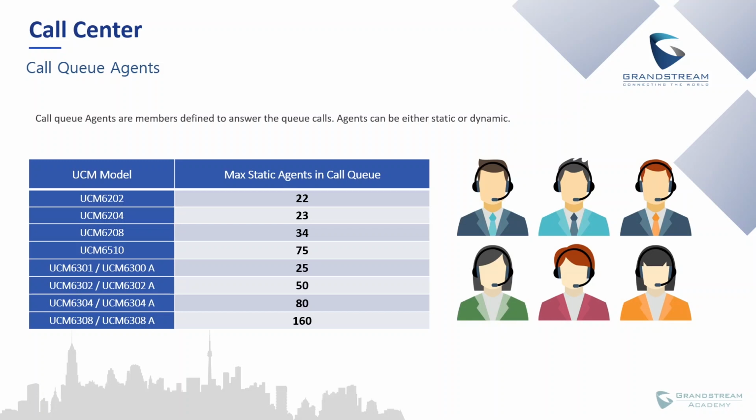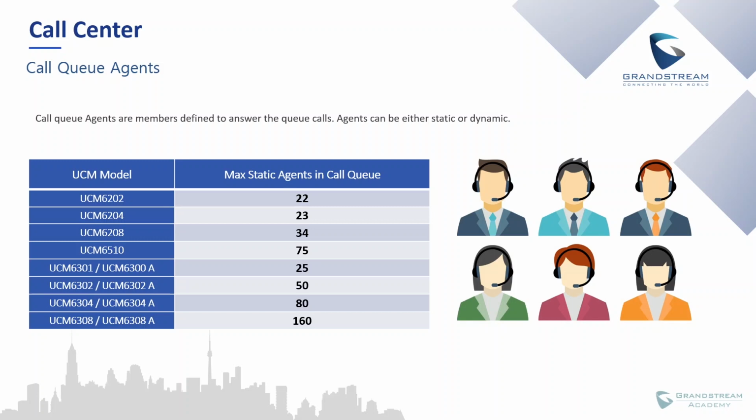The call queue agents are the people assigned to a queue to receive the calls directed to them, and there are two types of call queue agents: static and dynamic agents. Static agents are always in the queue and do not need to log in or out. They are assigned to a specific queue by the administrator. Dynamic agents can move between queues and have the flexibility to dynamically log in and log out from the call queue. The maximum number of agents that can be in a call queue depends on the model of the UCM.